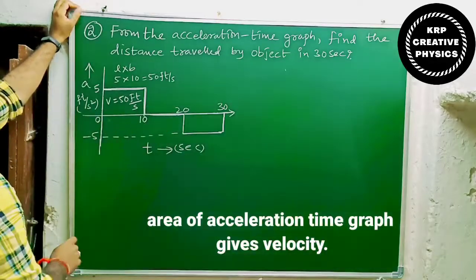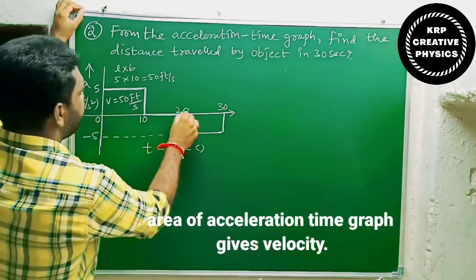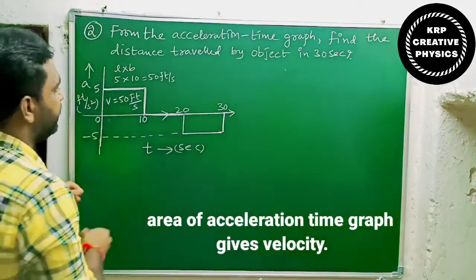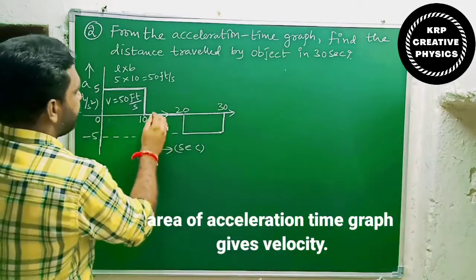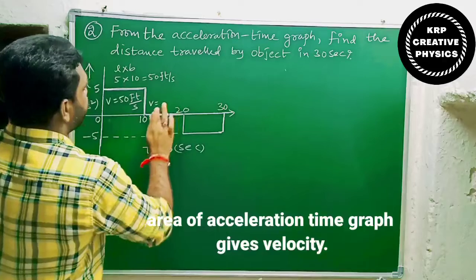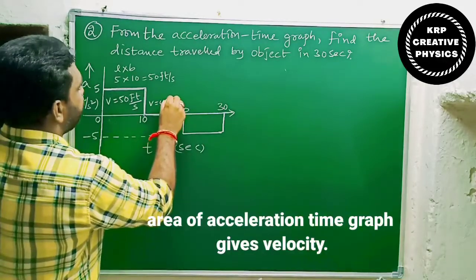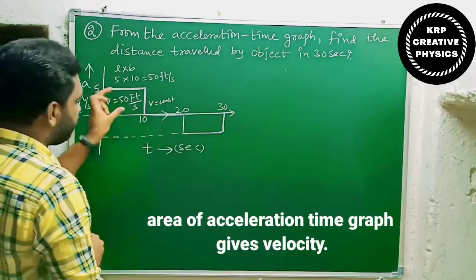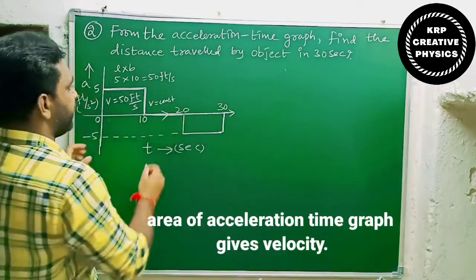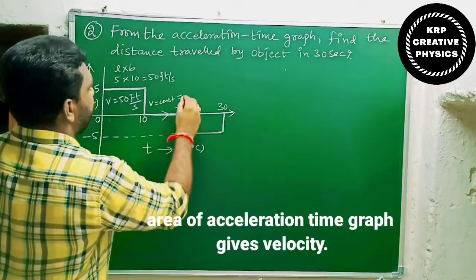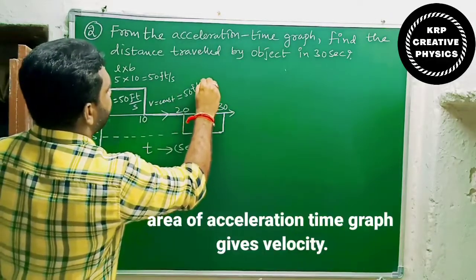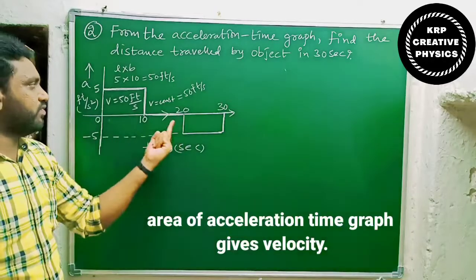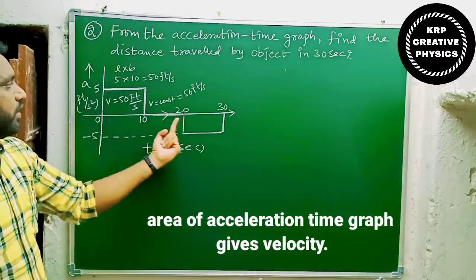So this is completed. And what about 10 to 20 seconds? Acceleration is 0 here. Acceleration is 0 means what? From 10 to 20 seconds, velocity is constant. That means the object is maintaining the same velocity. After 10 seconds it is 50 feet per second, and this velocity continues till 20 seconds. So here also velocity equals 50 feet per second. Are you able to understand? Same velocity continues after 10 seconds, 50 feet per second.